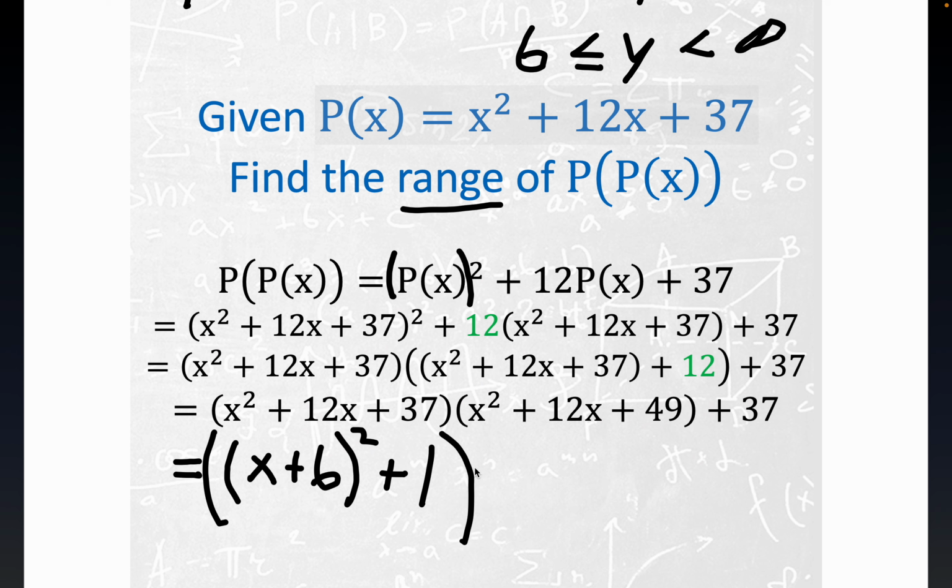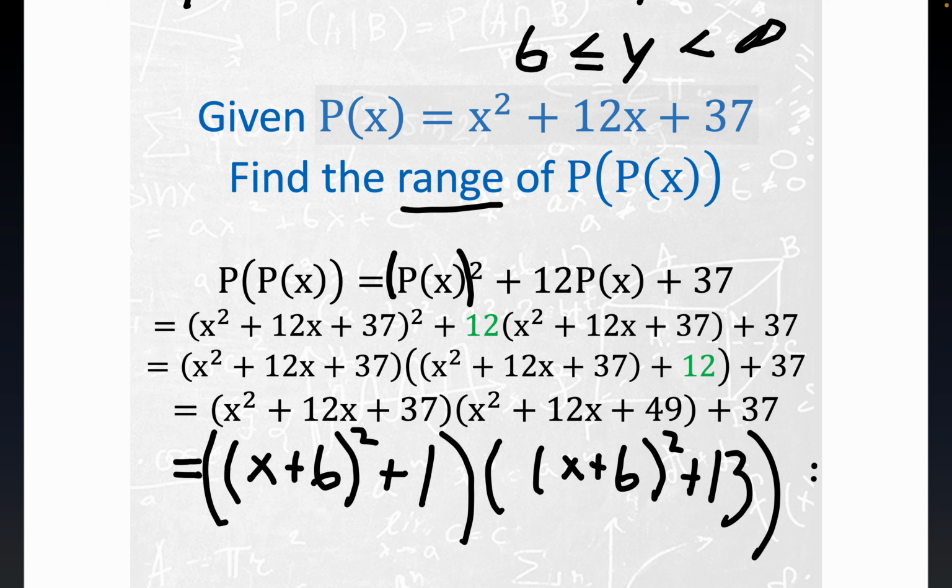Now, right here, in a similar fashion, we'll get x plus 6 squared. And again, we have to subtract 36 from 49. That'll give us 13. Okay, and I need to envelop this in parentheses. And then we still have the plus 37. Again, we completed the square twice here. Now, why is this useful?